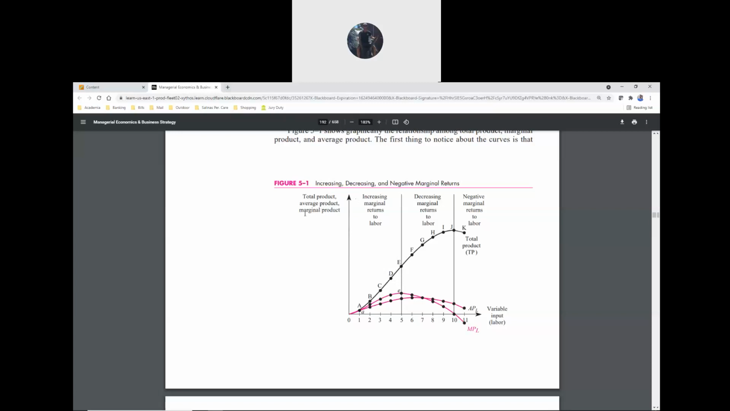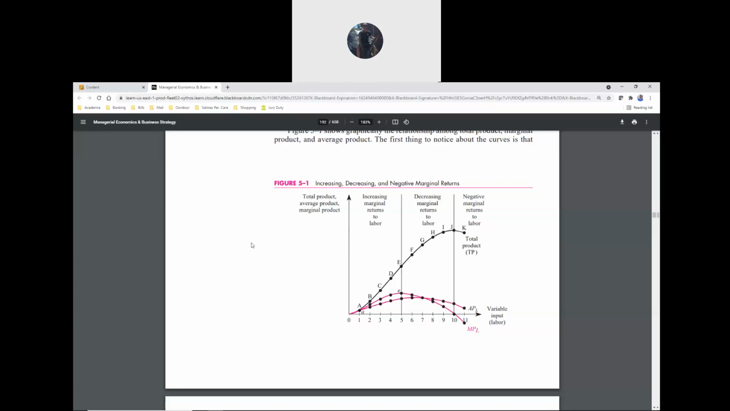If you look here, the y-axis is just the product, and down here is labor. So when you add more units of labor, what happens to output? If you look at this main curve, the total product curve, it is just like a production function, right? This is when we're only looking at labor and how that affects production.